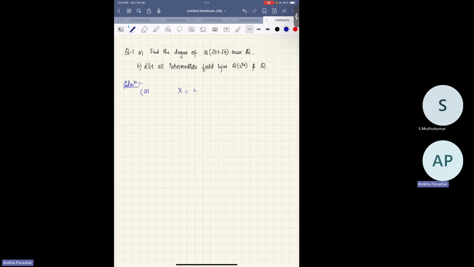Let me write x to be root 5 plus root 7. Then x minus root 5 equals root 7, right? Squaring both sides, x squared plus 5 minus 2 root 5 x equals 7. This gives x squared minus 2 equals 2 root 5 x.